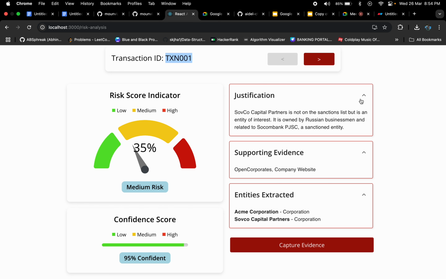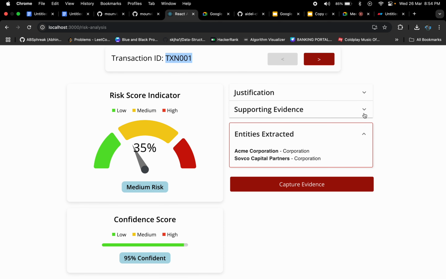And the justification tab here will be displaying the reasons why this particular risk score has been assigned, and these are the supporting evidences from where we've captured, and all the important entities that have been extracted have been just written, along with the kind of entity type they are associated with.